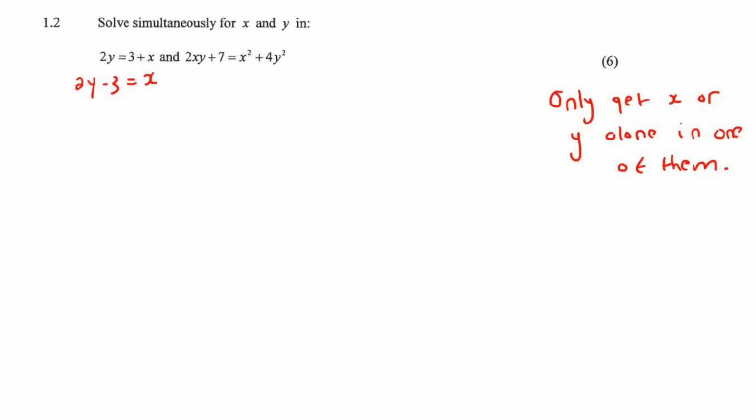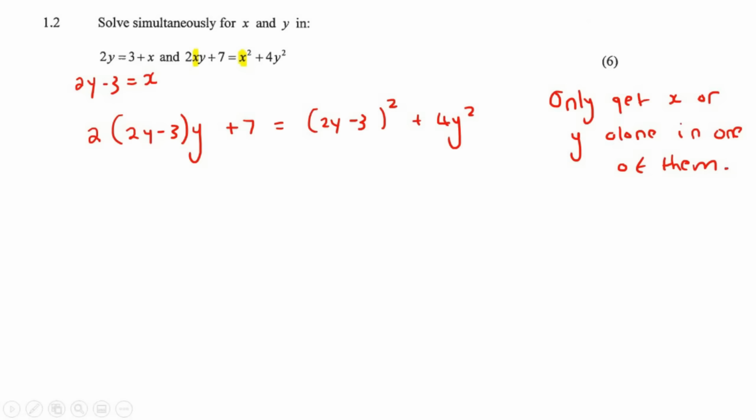Then what you do is you take that now and you plug that into the other equation. So wherever you see x, you're just going to replace that with this 2y minus 3. And so what that's going to look like is the following. You're going to say 2, then bracket, 2y minus 3, and then there's also a y over here, so we'll just add that over there. Then you're going to say plus 7 equals, then in brackets, 2y minus 3 squared plus 4y squared. Just like that. You see what I did? I replaced all of the x's with 2y minus 3, and now I'm just going to solve.